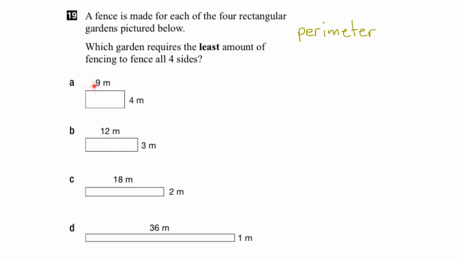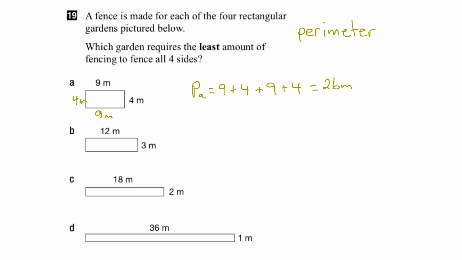Now, since these are rectangular gardens, that means that the opposite sides are equal. So we can say that opposite the 9, that would also be 9 meters here and also 4 meters here. So let's work out the perimeter of garden A. Well, it would just be add up the sides. So we would have 9 meters plus 4 meters plus 9 meters plus 4 meters. And when we do that, we'd end up with 26 meters. So we would require 26 meters of fencing to go around this garden.